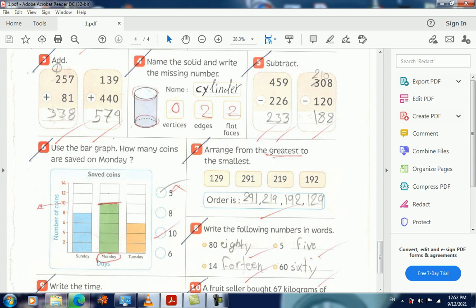And how many flat faces does it have? It has 2 flat faces, which are the base, the 2 circles. So they are the 2 flat faces. So we got 0 vertices, 0 edges, and 2 flat faces.